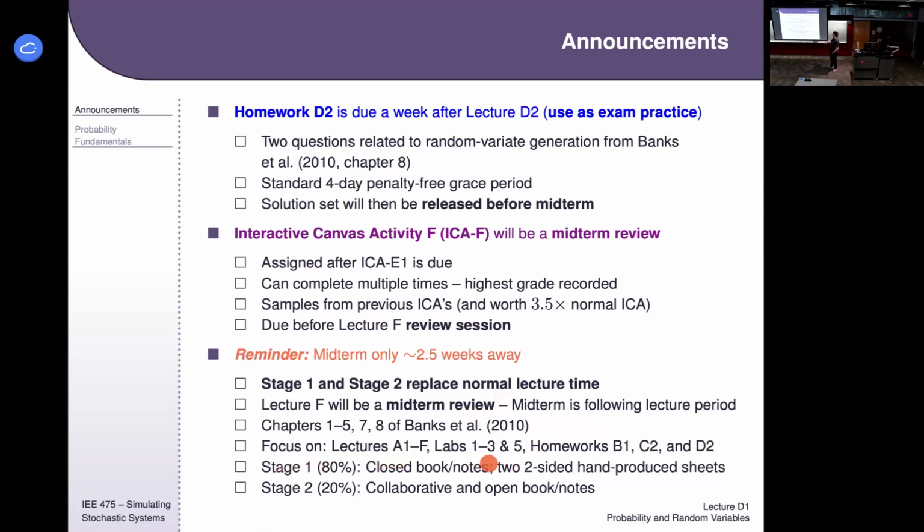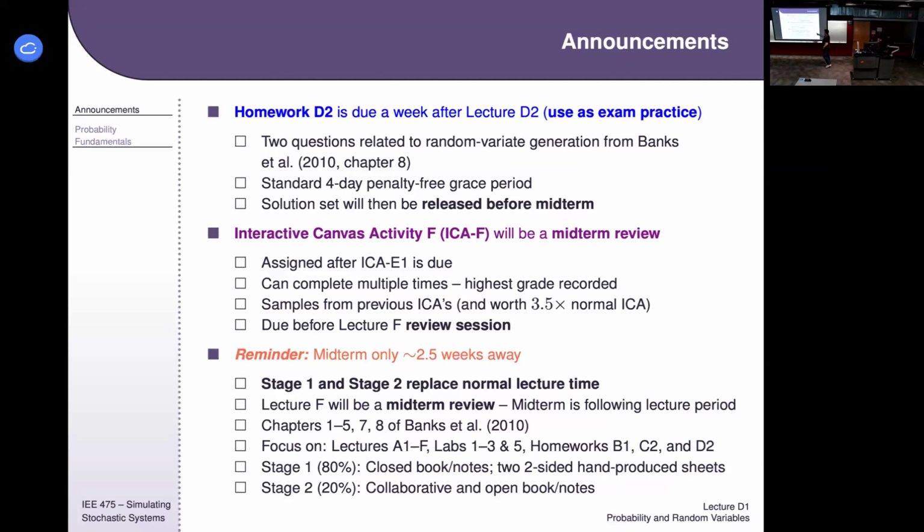Stage 1: individual, closed book, notes on two-sided hand-produced sheets. By hand-produced, I mean I don't want you taking screen caps of things and just putting them in. I want you to either type them or write them, not just copy and paste things into the sheet. And then stage 2: collaborative and open notes. So that's all of that. Any questions about this lineup here?